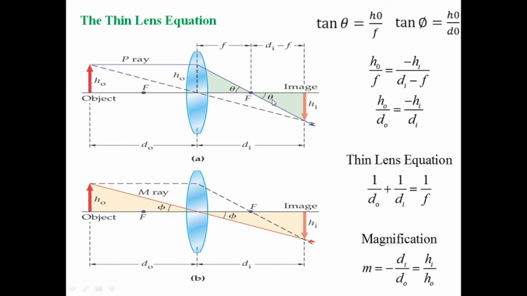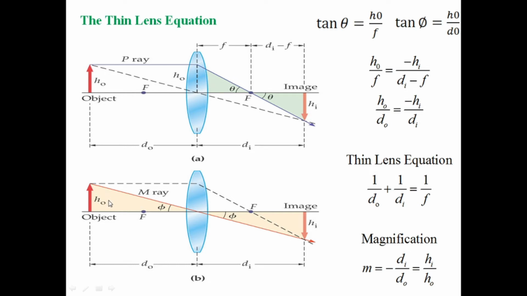So can I also write tan theta as hi by (di minus f), because it is my opposite side, and f is my adjacent side. So this opposite side is in the negative y-axis. If I consider this one is in the positive y-axis, then definitely it will be in the negative y-axis. So minus hi by (di minus f). That means these two tan thetas are equal, so h naught by f is nothing but minus hi by (di minus f). Okay, keeping it aside.